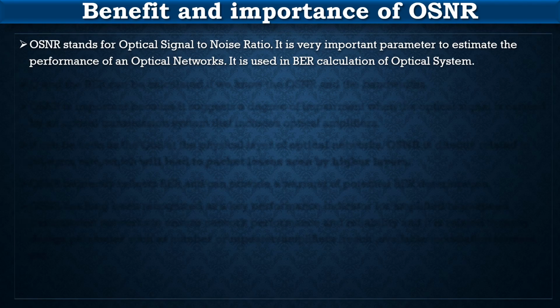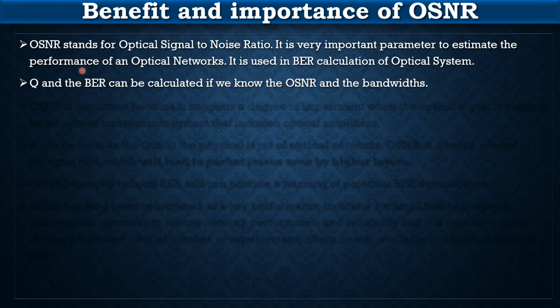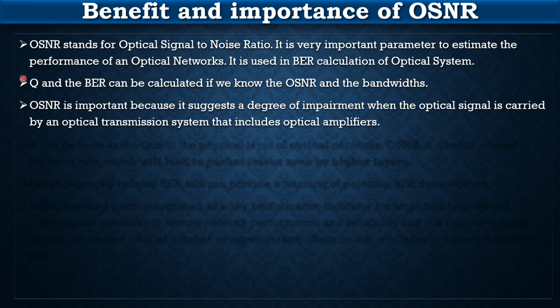Benefit and importance of OSNR. OSNR stands for optical signal to noise ratio. It is a very important parameter to estimate the performance of an optical network. It is used in the BER calculation of an optical system. Q and BER can be calculated when we know the OSNR and the bandwidth.